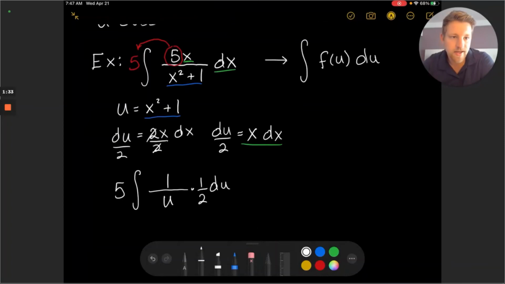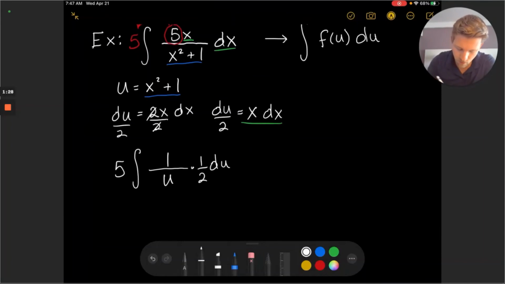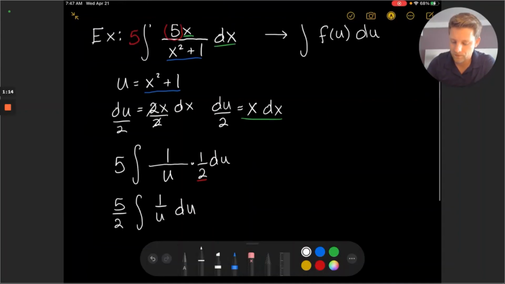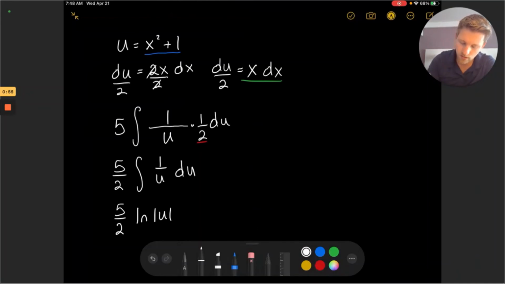And now I'm going to take my antiderivative in terms of u. So one little thing I can do here is pull out my constants again. This 2 is a constant I can pull out. And so we can write this as 5 over 2 integral of 1 over u du. Now I just want to take the antiderivative of 1 over u. We know that to be the natural log of the absolute value of u. So this will be 5 over 2 natural log of the absolute value of u, and then we'll add our plus c here.